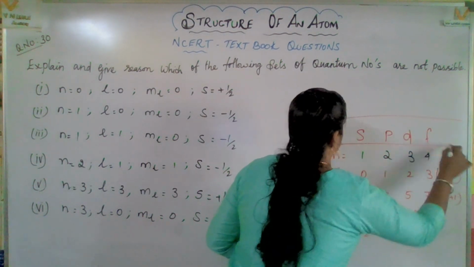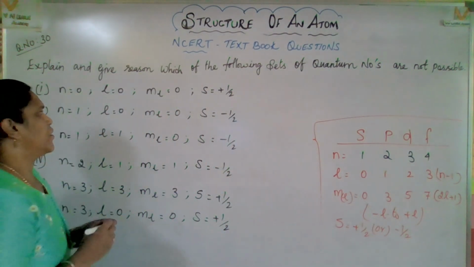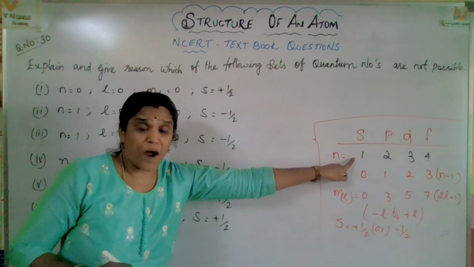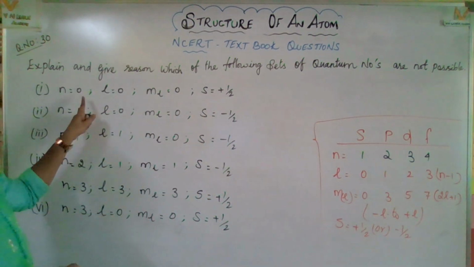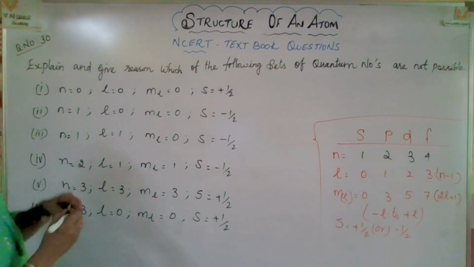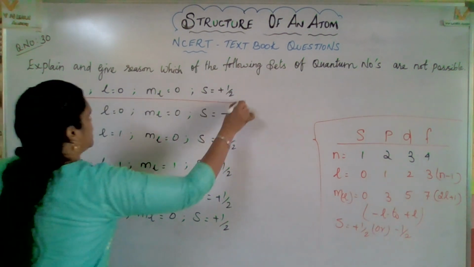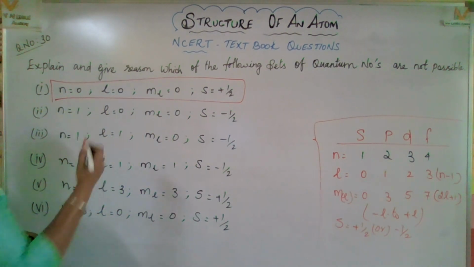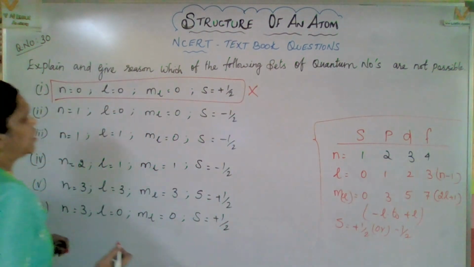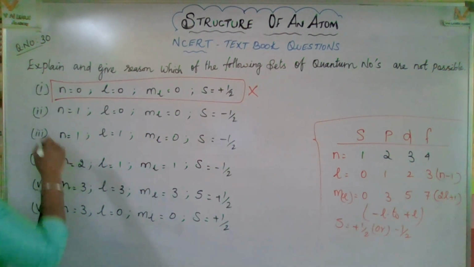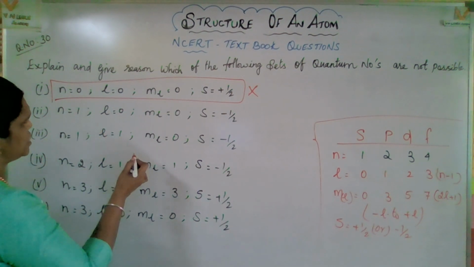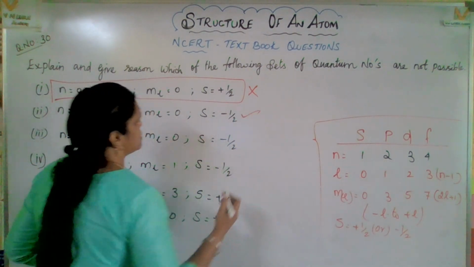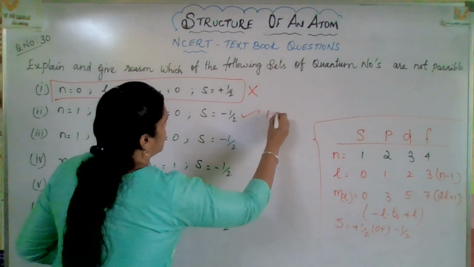Let us check whether it is possible or not. Okay, now n equal to 0. Actually, n starts with 1 only. There is no option of 0. So this complete set is not possible because n equal to 0. Okay, starting only we can identify. Then n equal to 1, l equal to 0 and m also 0. Yes, it is possible.